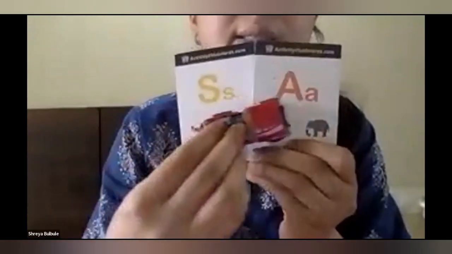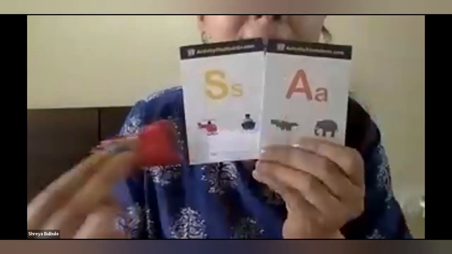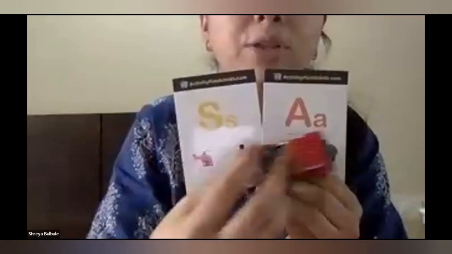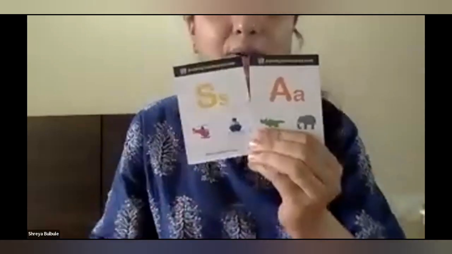So what new sound will we get when S and A come together? Can you tell me? S-a. S-a. As in the car is going fast. If they are separate, then what are the sounds? S, a. When they come together, we'll blend it. Sa. Can you tell me any word that has the sound sa in it? Any small word? Sat. I sat down, right? Sat, right?